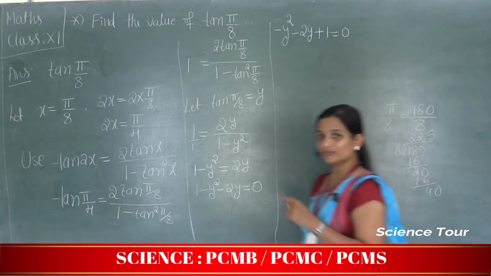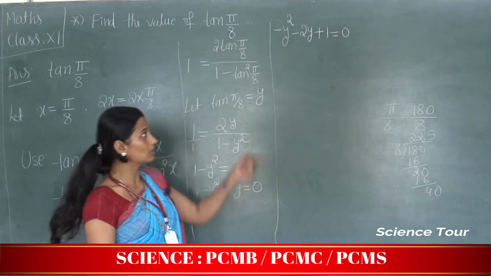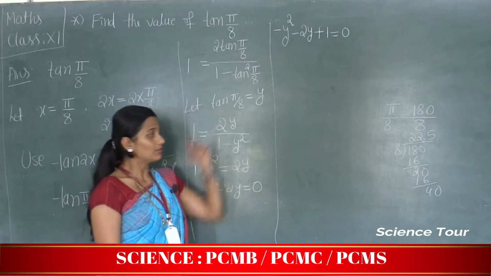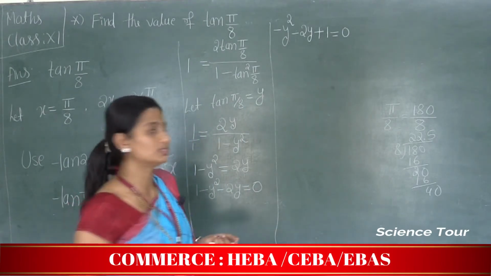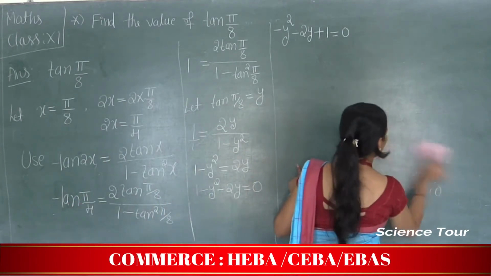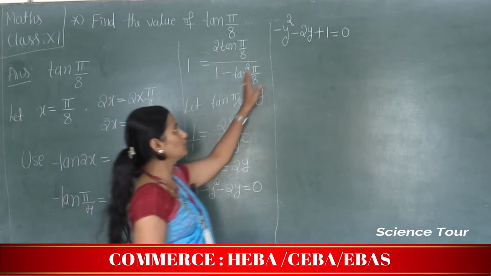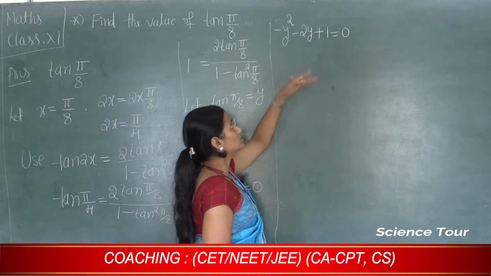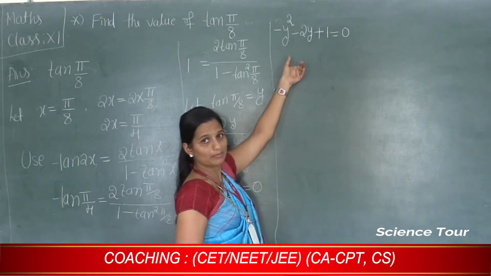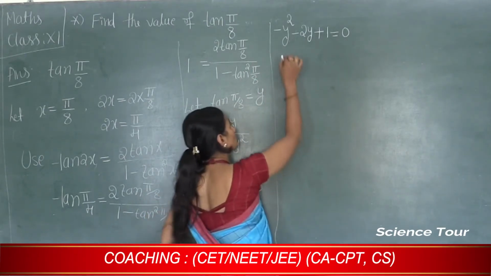So now minus y square minus 2y plus 1 is equal to 0. Now you can factorize this, or you can use the formula method to find the value of y. Here factorization is not possible, right? 1 into 1 is not possible. So use your formula method. So what is the formula method? What is A?